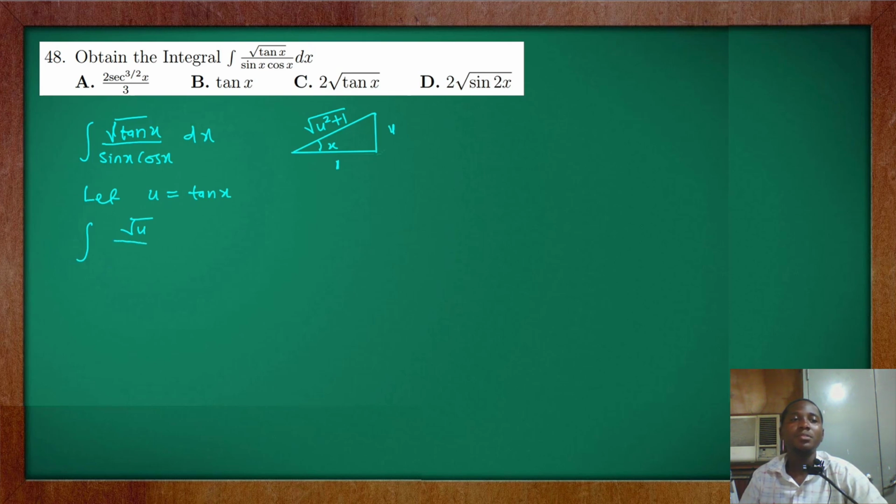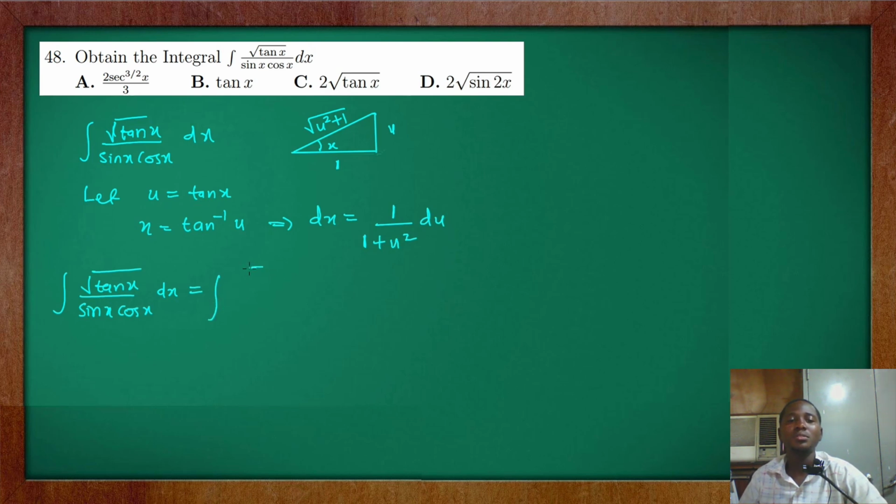Alright, so now this integral can be transformed to the square root of u over. Now before that, let's differentiate to get our dx. Our x is just arctan of u, and that means that our dx would be 1 over 1 plus u squared du. Alright, so here the integral of square root of tan x over sine x cos x dx can be transformed to the integral of square root of u over sine x. So sine x here is opposite over hypotenuse. That's u over square root of u squared plus 1.